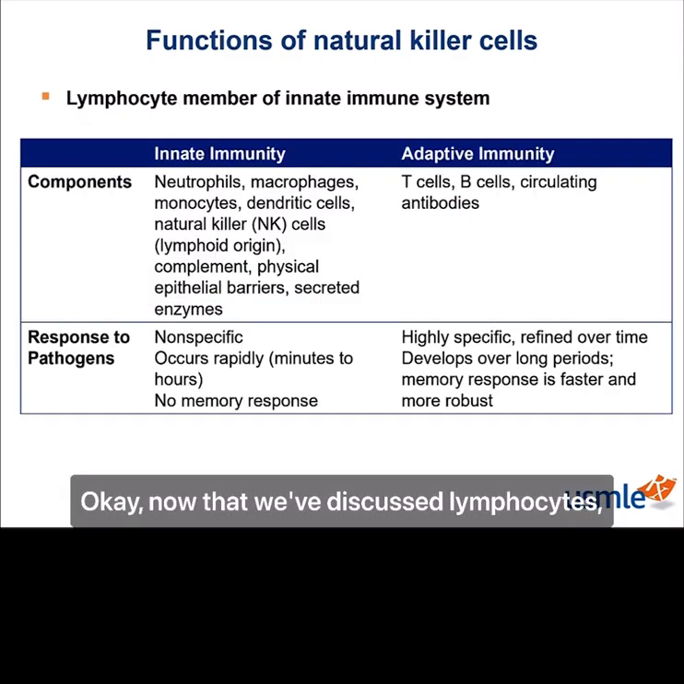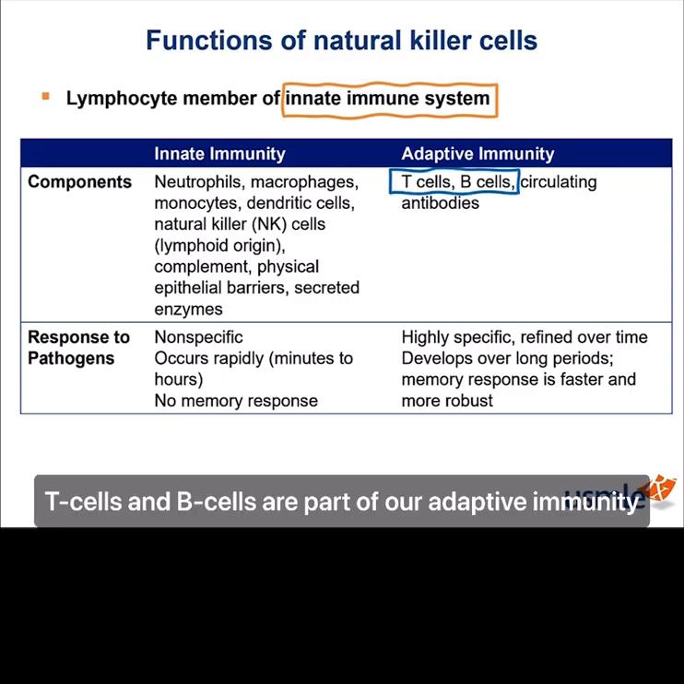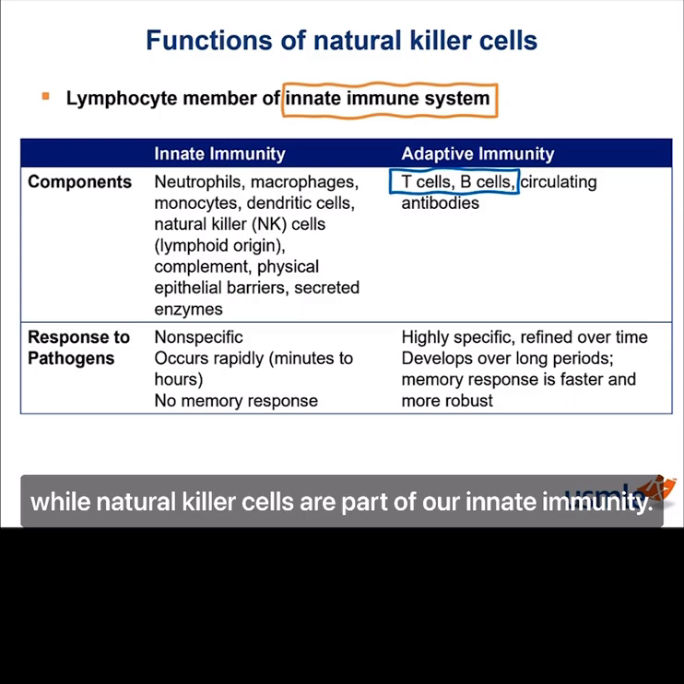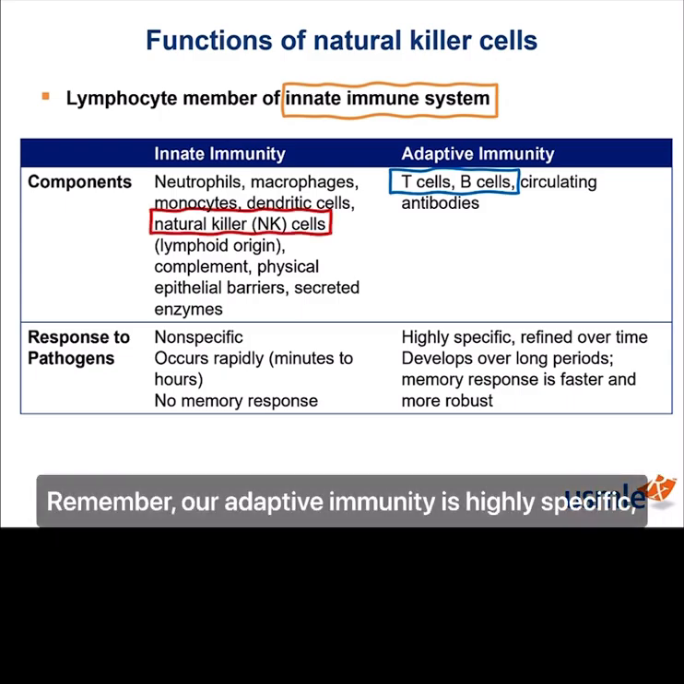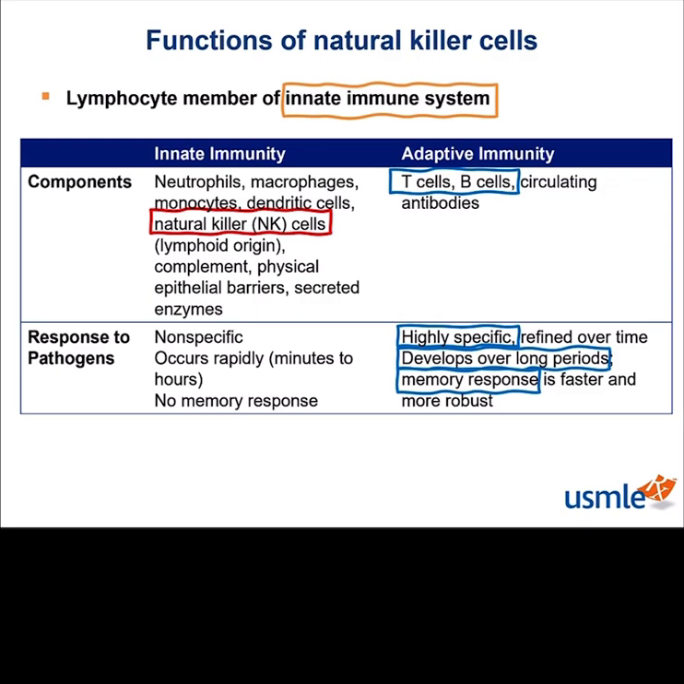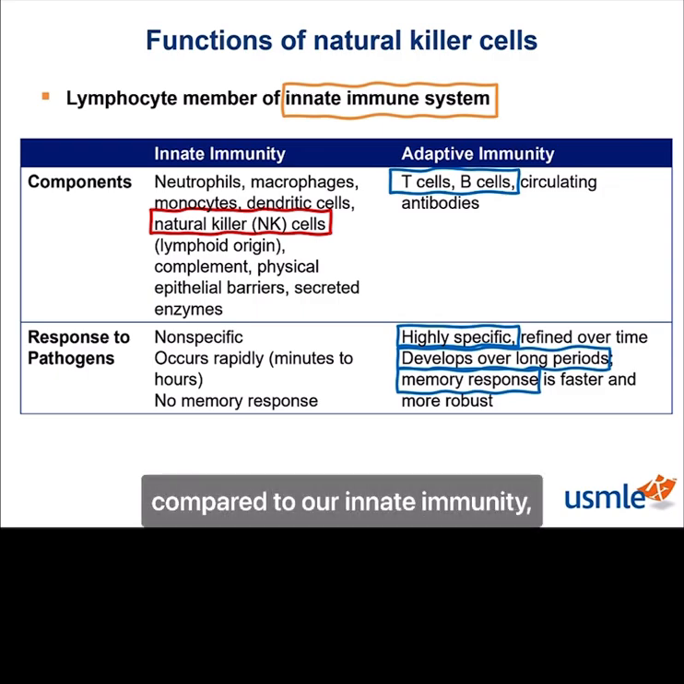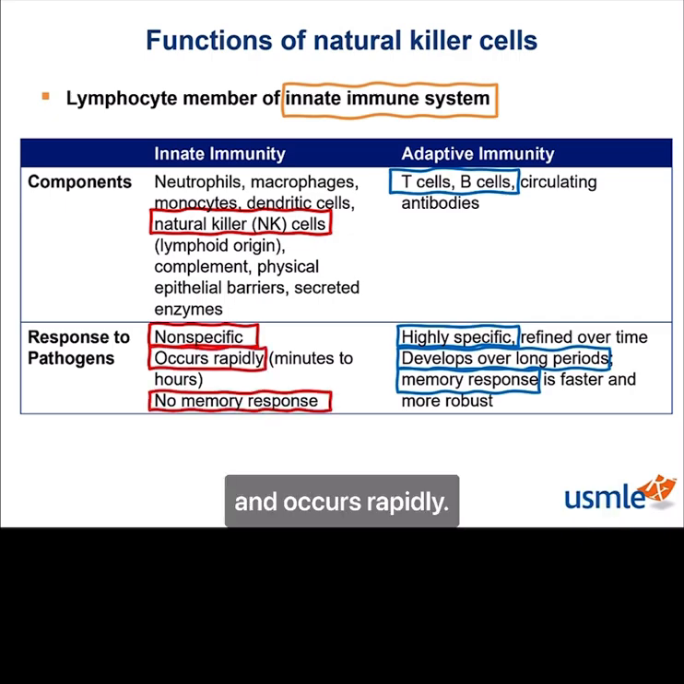Okay, now that we've discussed lymphocytes, let's talk about the innate immune system. Like we just reviewed on the last slide, T cells and B cells are part of our adaptive immunity, while natural killer cells are part of our innate immunity. Remember, our adaptive immunity is highly specific, which develops memory over long periods, compared to our innate immunity, which is nonspecific, has no memory response, and occurs rapidly.